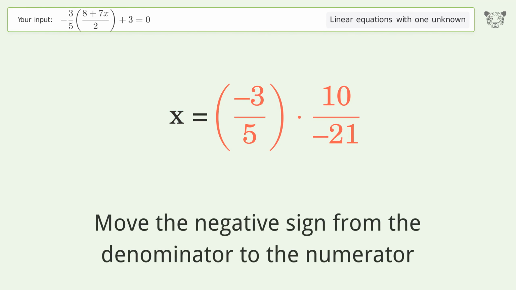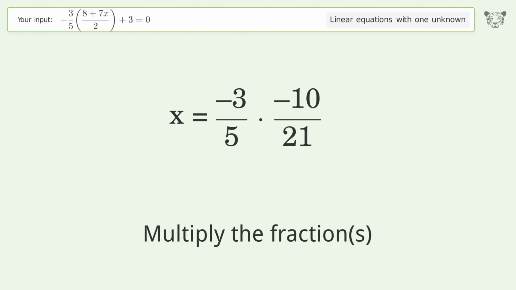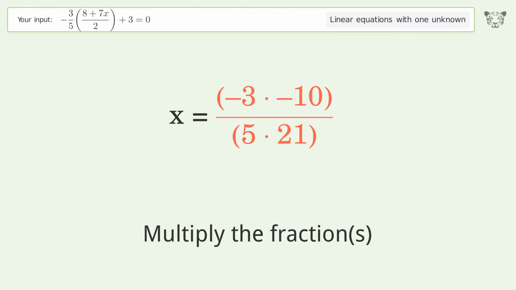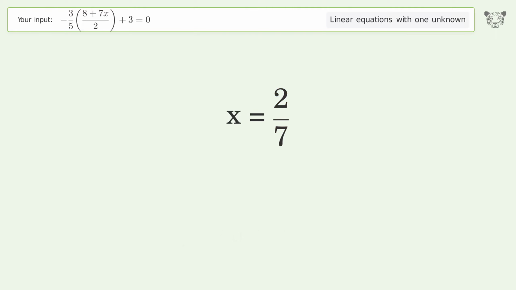Move the negative sign from the denominator to the numerator. Multiply the fractions. Simplify the arithmetic. And so the final result is x equals 2/7.